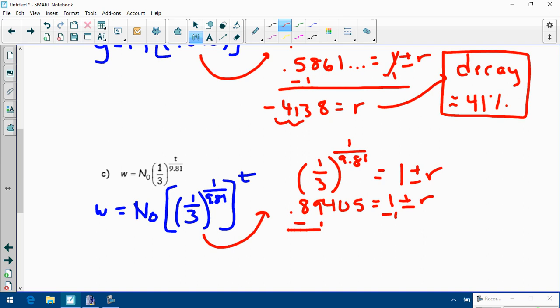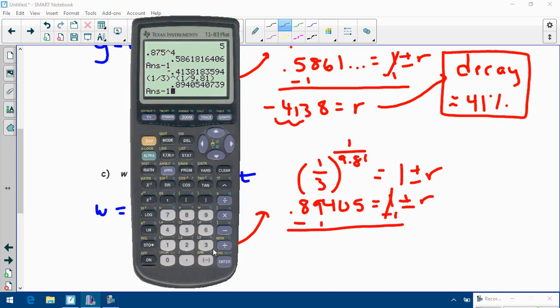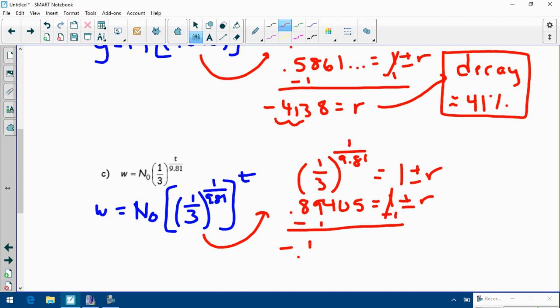Subtract the 1. You can hopefully already tell this is going to be decay because if I'm subtracting 1, I get a negative. Negative 0.10594 equals r. So we're going to say decay. And to the nearest percent, the decay rate is, move the decimal place, 10.5. So r is about 11%.